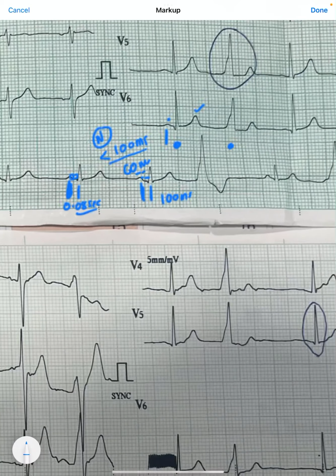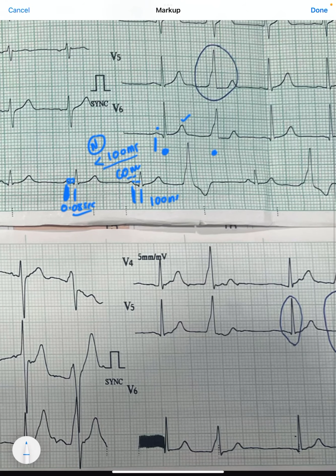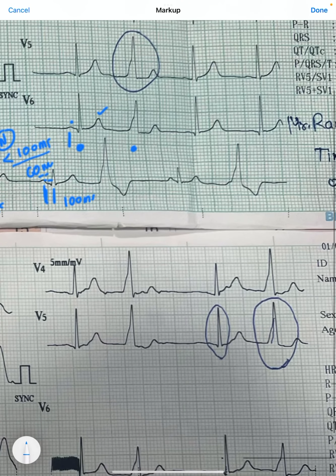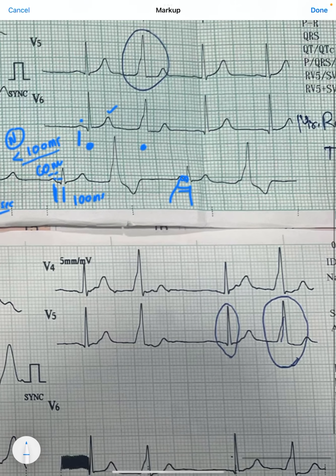Basically this PR is almost always constant, and it is good when we consider a normal wave. So in here P is there, QRS is there, and between P and QRS there are two small boxes. So here it is still around 100 milliseconds.